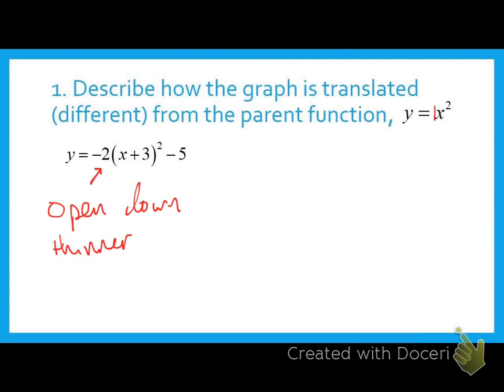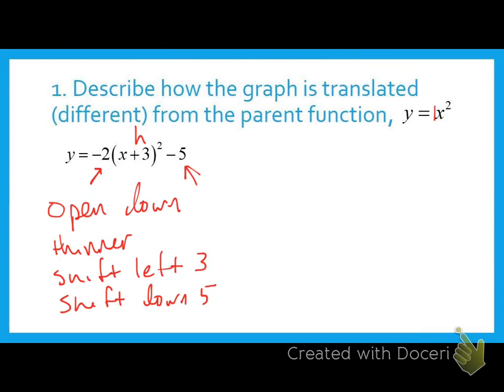Now, the parent function has a vertex, and it's at 0, 0. We'll look at that in just a second. But how is that vertex going to shift for this graph? Well, we see that h is positive, so that means that we're going to shift the vertex left 3. K is negative, so we're going to shift the vertex down 5. All right? That's how we want to use A, H, and K to kind of get some idea of what that graph is going to look like.